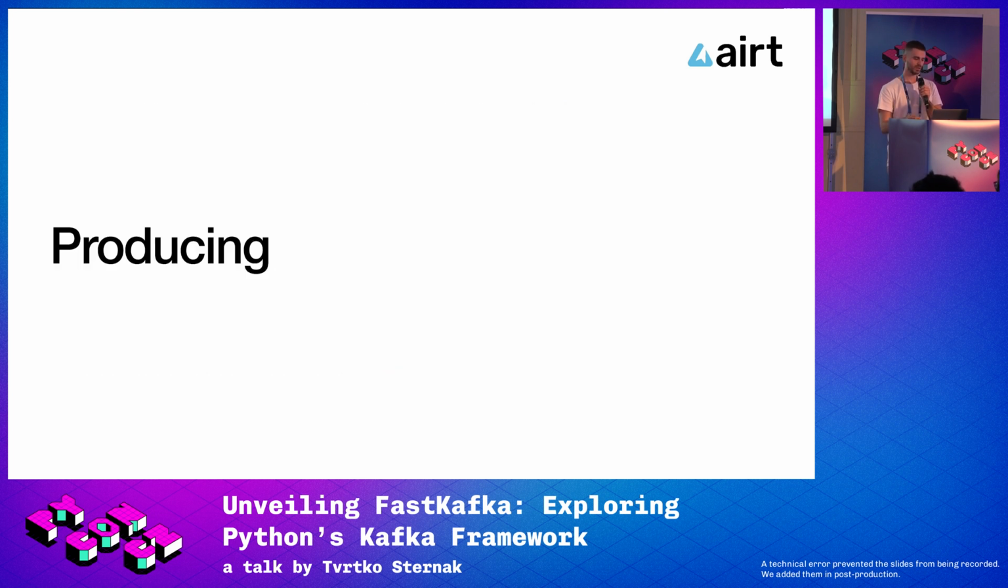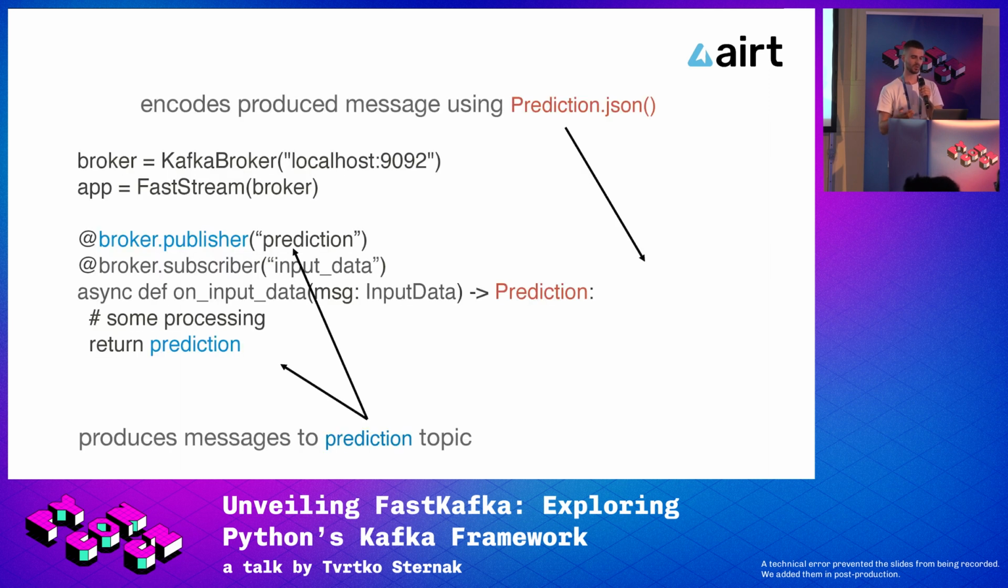So let's say you want to produce some messages to Kafka. This is quite simple, also, like consuming. You create your broker, you wrap it in your FastStream application, and then you decorate your function with the publisher decorator. So this function shown here will subscribe and consume messages from the input data topic, does your processing, and then returns a prediction, which is then published to a prediction topic. The broker publisher decorator takes the returning value of your function. As a side effect, it pushes it to a Kafka broker.